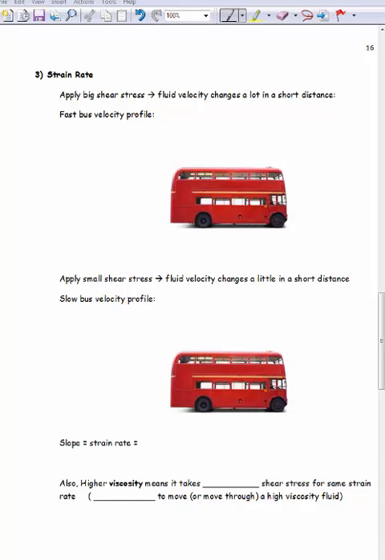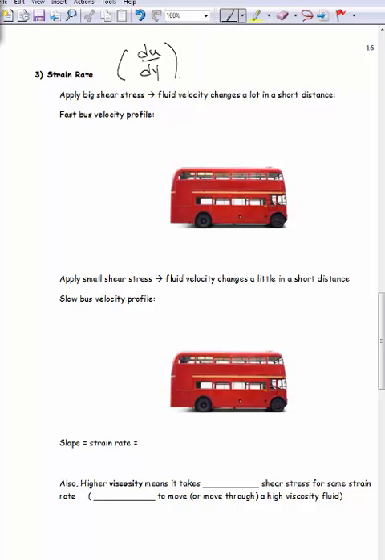So we've talked about shear stress, and we talked about viscosity and the no slip condition, and a little about boundary layers. So now let's talk about the last part of that equation, and that's the strain rate, and that is your du dy.